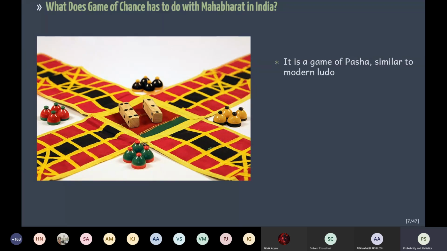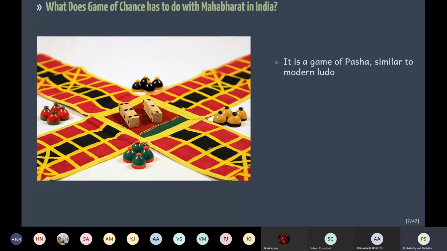So Ludo is the modern variant, but there are some differences and so on, okay. And then there are the dice, but you can see the dice is only four cornered, okay. It's not a six sided dice, it's a four sided dice, but there are two dice.